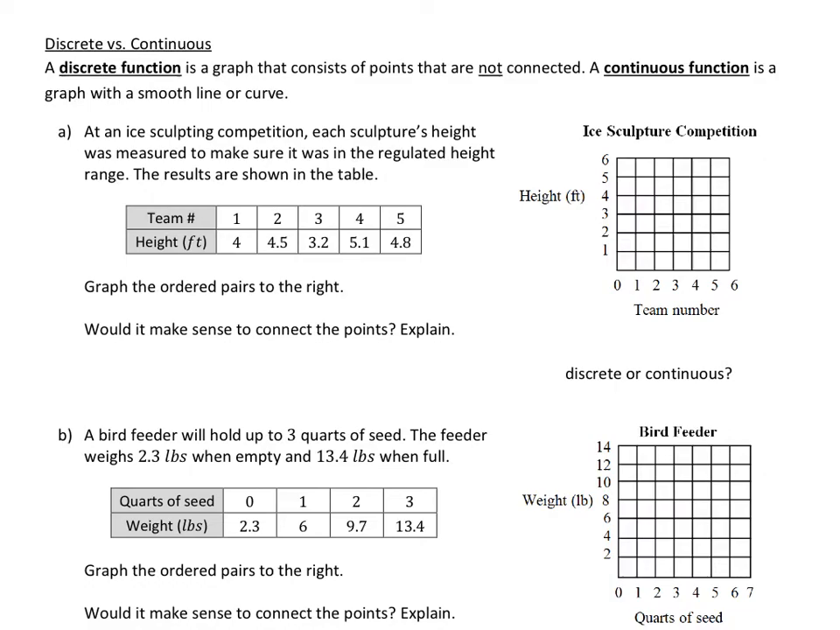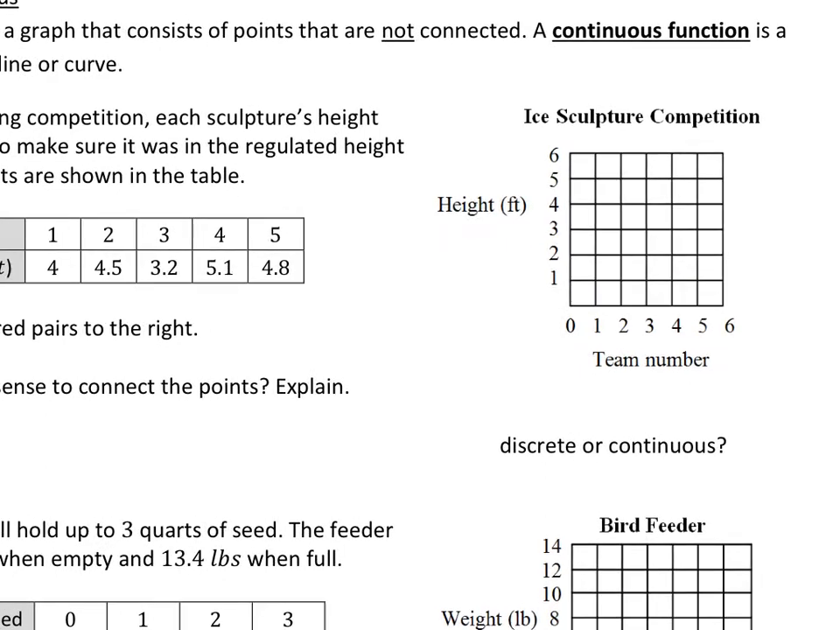So let's take a look at letter A. At an ice sculpting competition, each sculptor's height was measured to make sure it was in the regulated height range. The results are shown in the table. Graph the ordered pairs to the right. So let's go ahead and graph the ordered pairs.